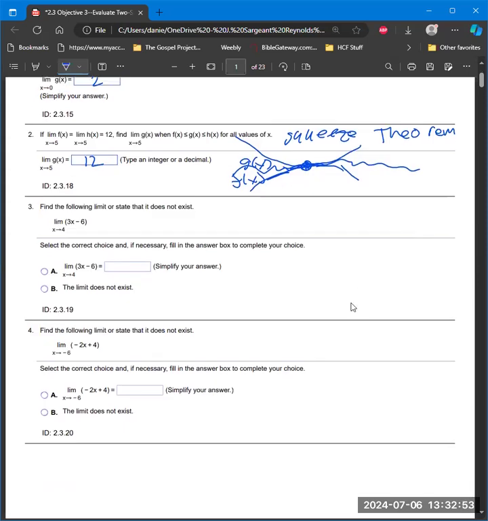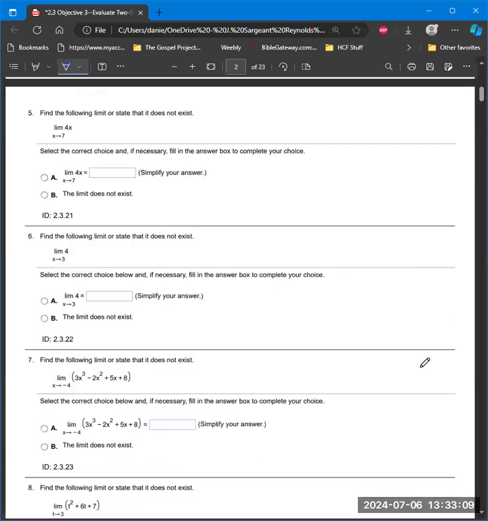It has to go to the same limit there. Or find the following limit or state that it does not exist. This is a polynomial, so 12 minus 6 is 6. This is a polynomial, so 12 plus 4 is 16. Same thing here, 28. This is a constant function, so that's 4.